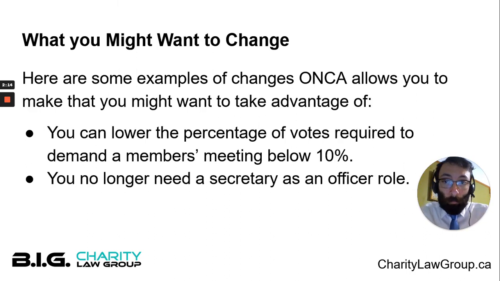Now, there are also some examples of changes that ONCA allows you to make. You don't have to make these changes, but you're allowed to make these changes, and you might want to take advantage of them. Number one, you can lower the percentage of votes required to demand a members' meeting below 10%. So under Ontario's Corporations Act, the members needed to get 10% of the vote of all members together if they wanted to demand a members' meeting. You can lower it to whatever number you want below 10%, making it more accessible to demand a members' meeting.